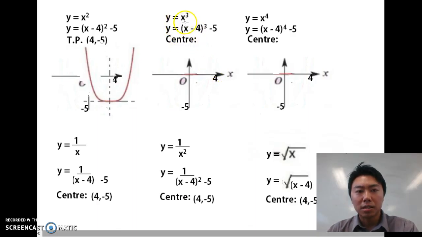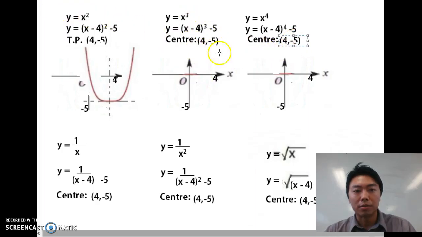Find out the center. This is the most important point. In this case, x cubed is pretty much the same. The center is again the things inside the bracket will be opposite, so they become positive 4 and negative 5. So all these questions have the same center, so I'm going to copy all these brackets to each of these questions.